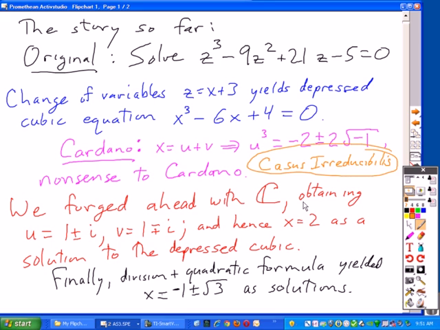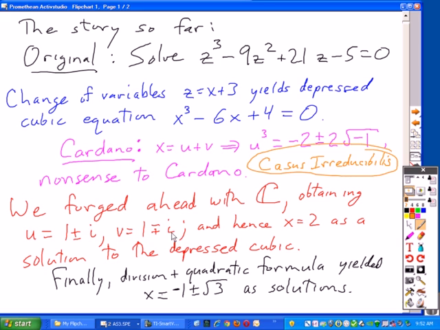Well, we forged ahead with his method with the benefit of hindsight, using the complex number i, and we were able to work through and show that this equation for u cubed, that number on the right hand side, actually has a cube root. And so depending on whether you take the plus or minus case in the value for u cubed, you either get u equals 1 plus i, or you get u equals 1 minus i. And then for each of those values of u, it turns out you get a matched value of v. So when you have 1 plus i for u, you get its conjugate, 1 minus i for v. And if you get 1 minus i for u, you get the conjugate of that, 1 plus i for v.